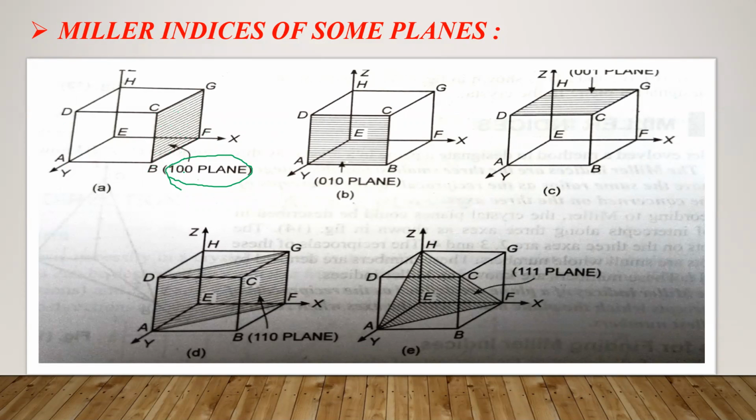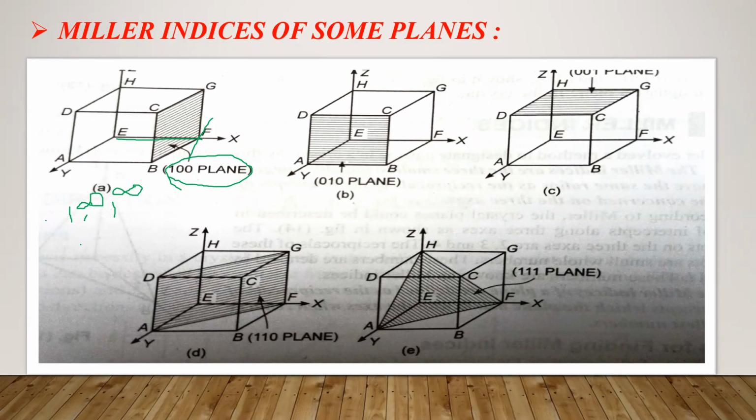For a YZ plane, what would be the intercepts here? I'll write here. X-intercept I have 1. See here, it is cutting it. This is the unit I'll take. X-intercept is 1. For a YZ plane, Y-intercept is infinity and Z-intercept is infinity. So these are the intercepts. This is the first step.